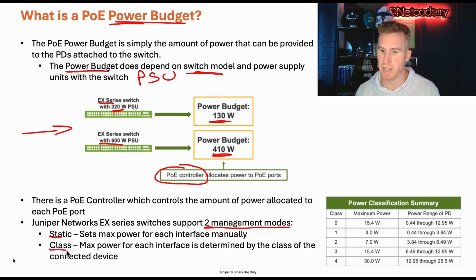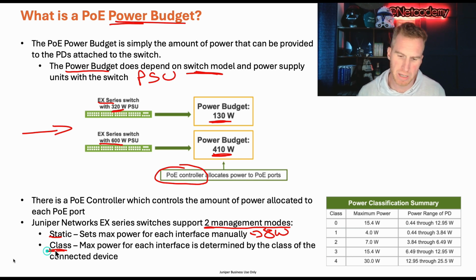Now the downfall of this is, say you configure the static to be 8 watts, just for example, that PoE controller is then always going to give 8 watts of power to that interface, even if that connected device only needs 6 watts. You're wasting 2 watts there.